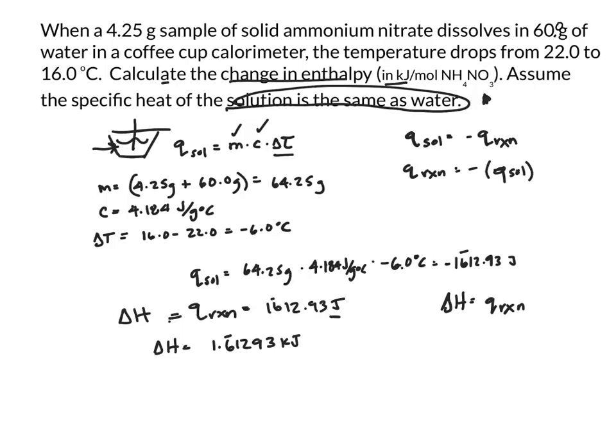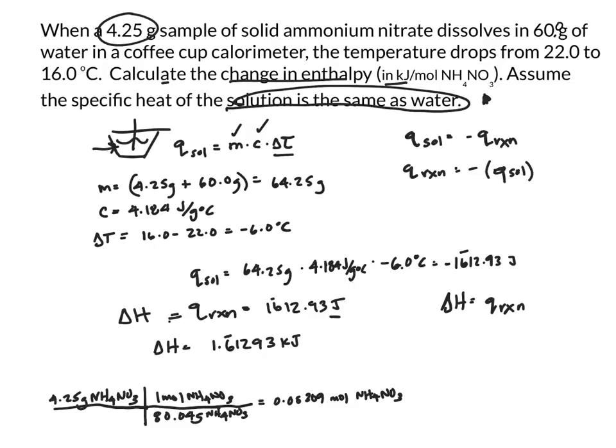But they want it per mole of ammonium nitrate. So I need to take my 4.25 grams of ammonium nitrate and convert that into moles. If I plug that in, I end up with 0.05309 moles of our ammonium nitrate. I'm then going to take that value for my ammonium nitrate and divide it into my enthalpy value. So plug that in here.